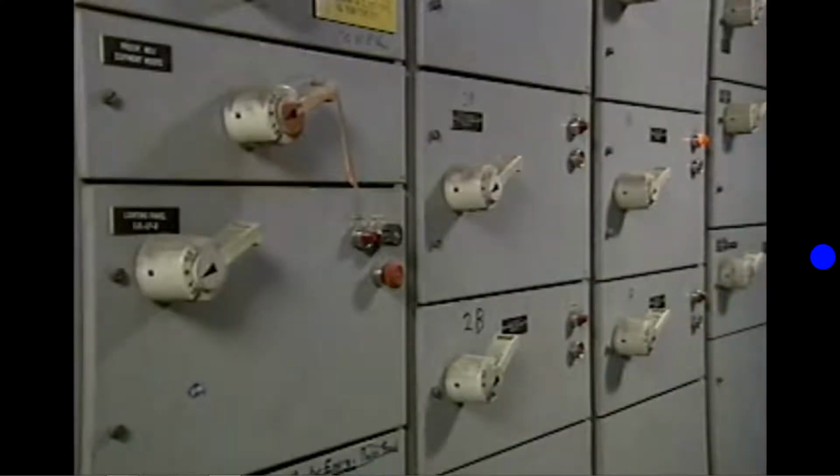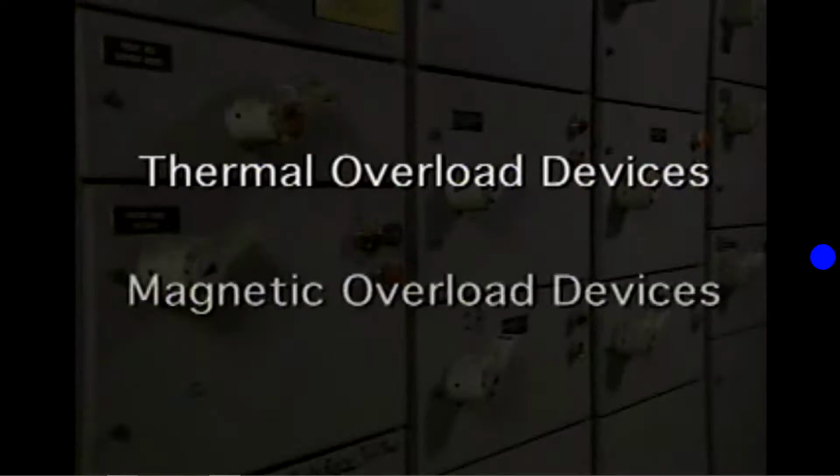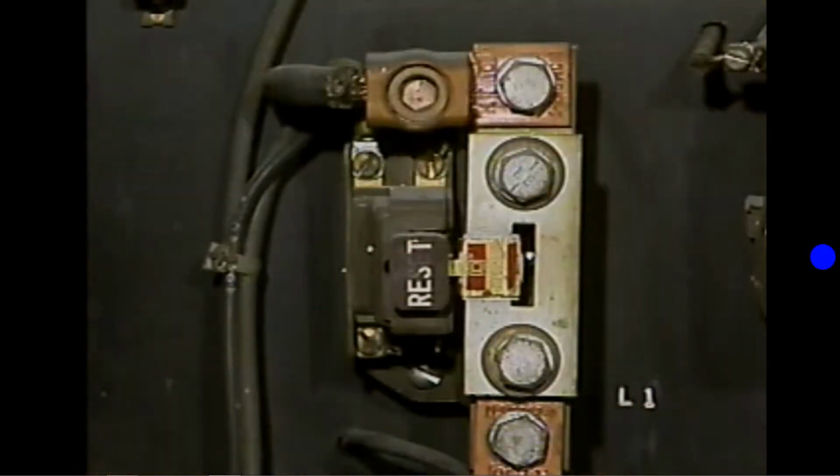There are two basic types of overload devices: thermal overload devices and magnetic overload devices. Thermal overload devices generate heat that activates the device when an overload condition occurs. Magnetic overload devices generate a magnetic field that activates the device when an overload condition occurs.